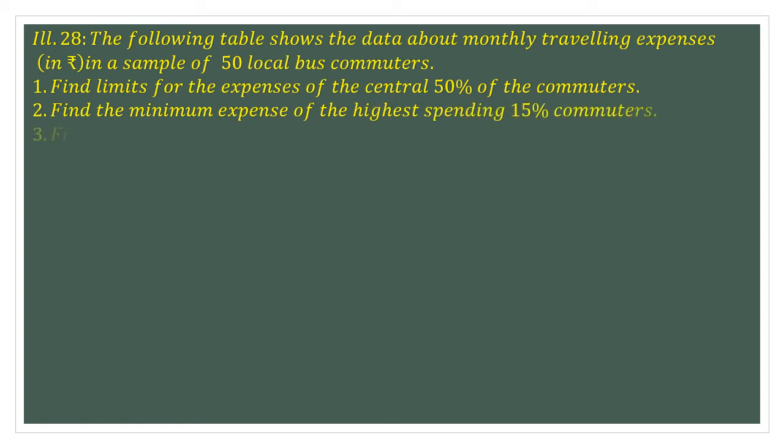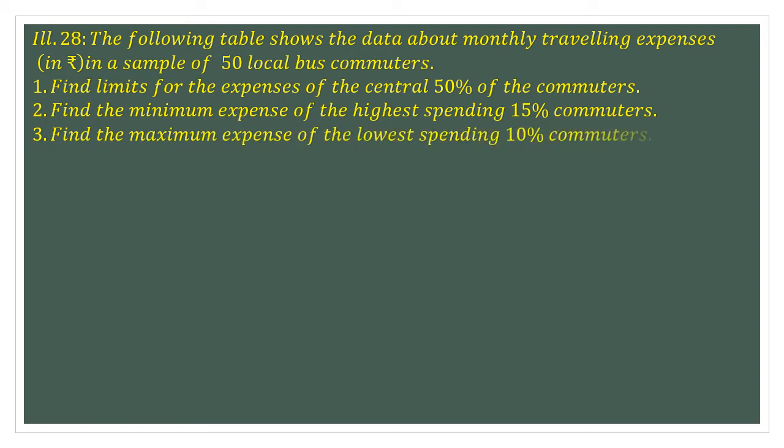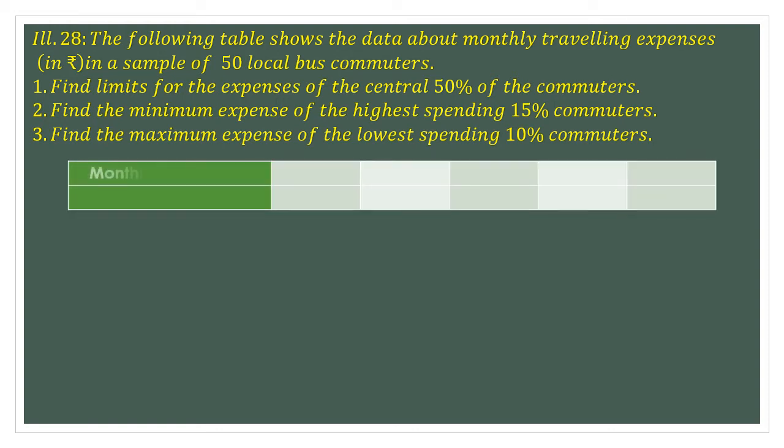Find the minimum expense of the highest spending 50% commuters and find the maximum expense of the lowest spending 10% commuters. The data table is given: monthly expenses, number of commuters.